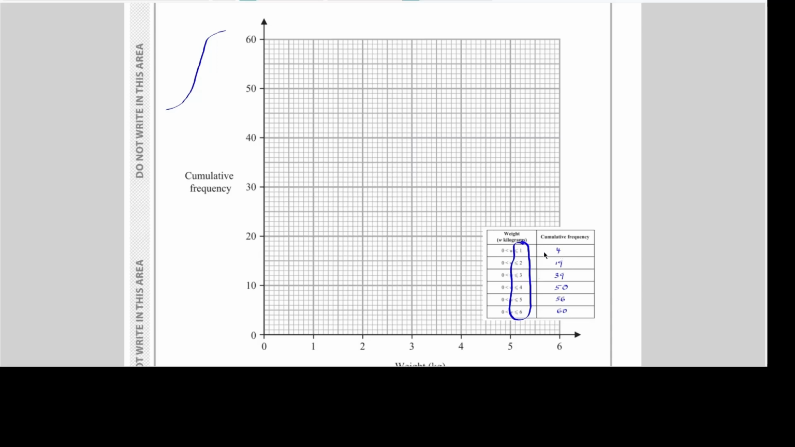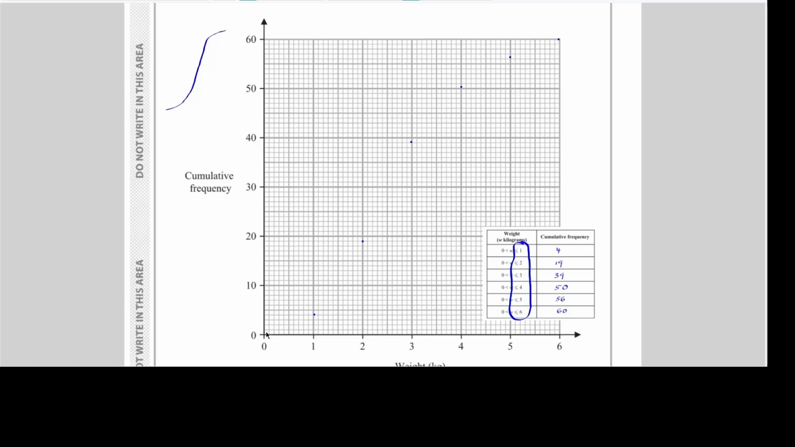Then 4, 1, 4 is here. Next one, 2, 19 is here. 3, 39 is here. Next one is 4, 50. 50 is here. Next one, 5, 56. 56 is here. Next one, 6, 60. 60 is here.